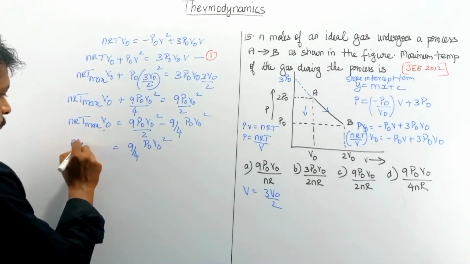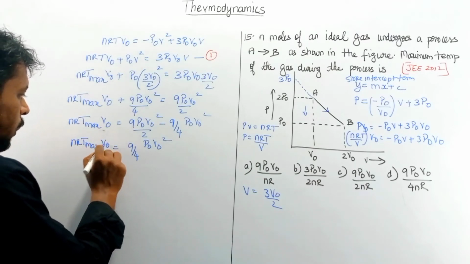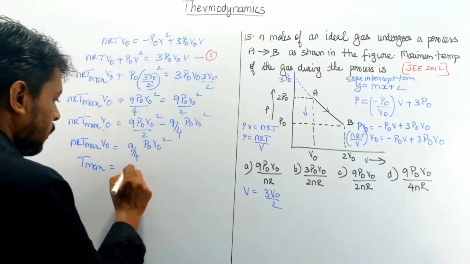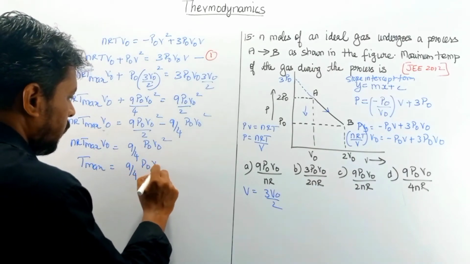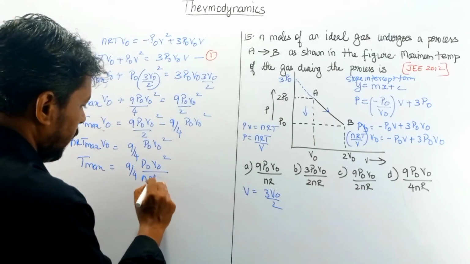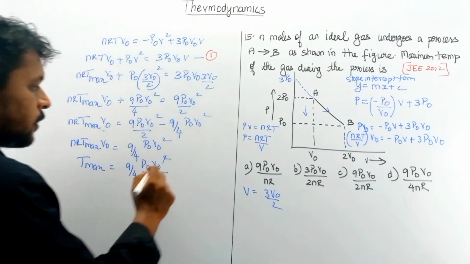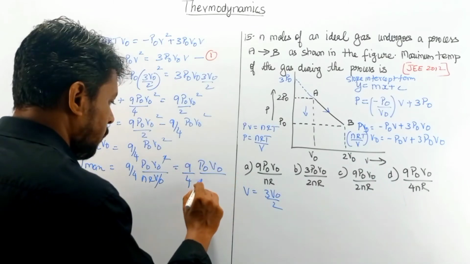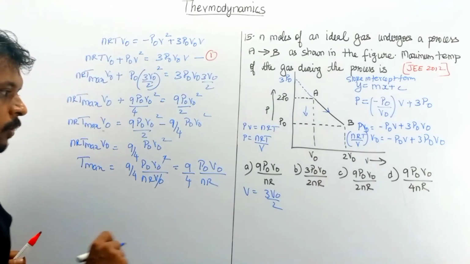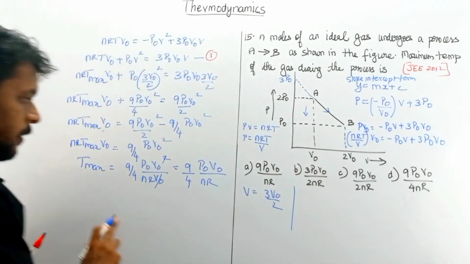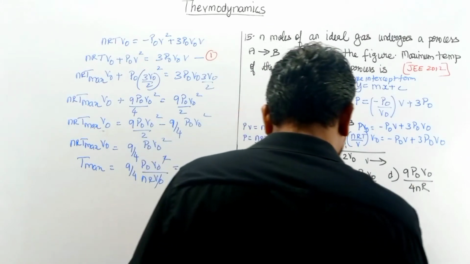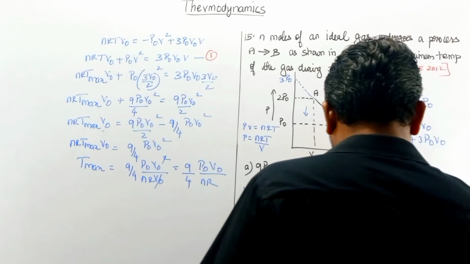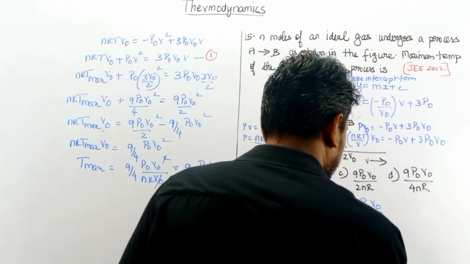So when you take this term over, T max will be equal to 9 by 4 P naught V naught square by nR V naught. One V naught gets cancelled, so the final term is 9 by 4 P naught V naught by nR. So finally, T max will be equal to 9 by 4 P naught V naught by nR.